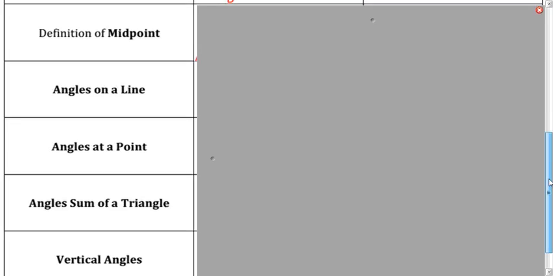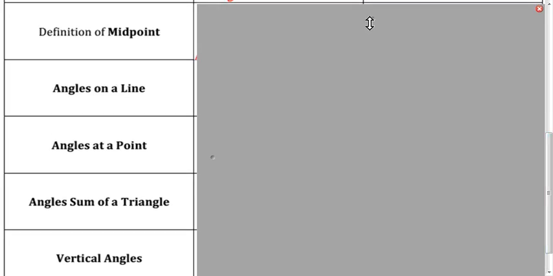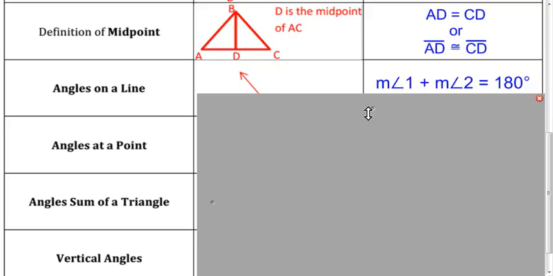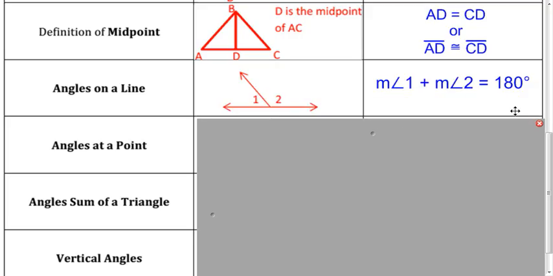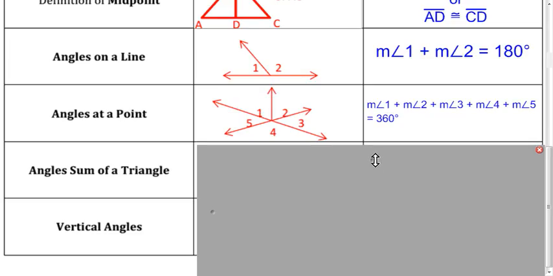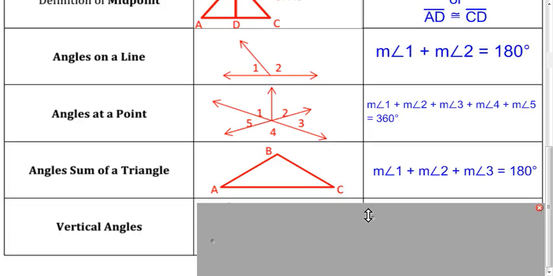Definition of midpoint, very similar to segment bisector, but now we're just using the term midpoint instead. Angles on a line, their measures sum to 180 degrees. So I can try the same thing for the last 3 we have here. So angles at a point, they sum to 360 degrees. The interior angles of a triangle, their measures sum to 180 degrees. And vertical angles are congruent.